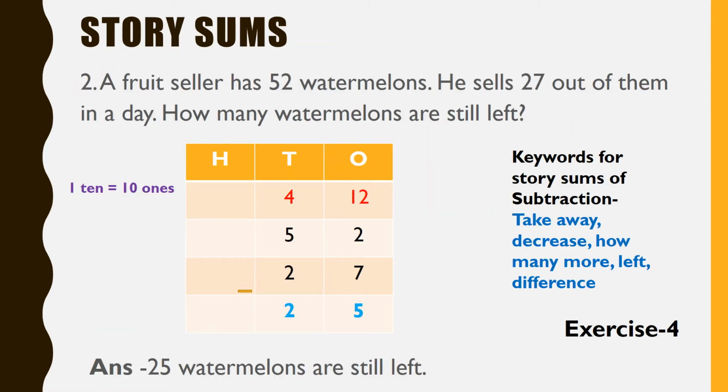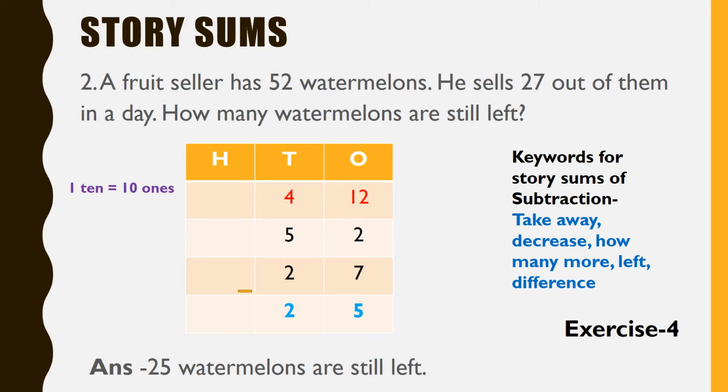On this slide, we are going to consider the story sums from exercise number 4 of the chapter subtraction. We are going to consider the second example: a fruit seller has 52 watermelons. He sells 27 out of them in a day. How many watermelons are still left?